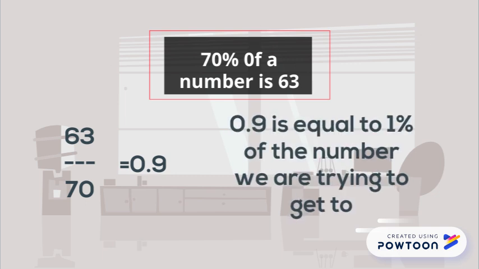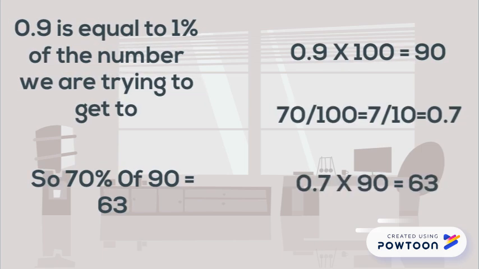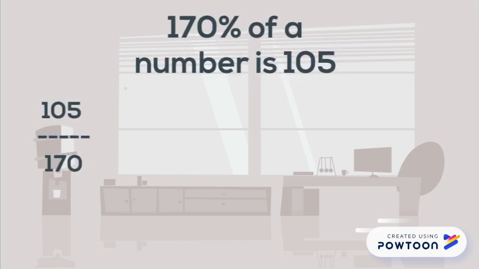Like I said in the last slide, if 0.9 is equal to 1% and we're trying to get it out of 100, we just multiply that number by 100. In this case, it's 90. So we know the coat originally cost $90. To verify my work, I know that 70% is equal to 0.7, and when I multiply that by 90, it gets to 63.